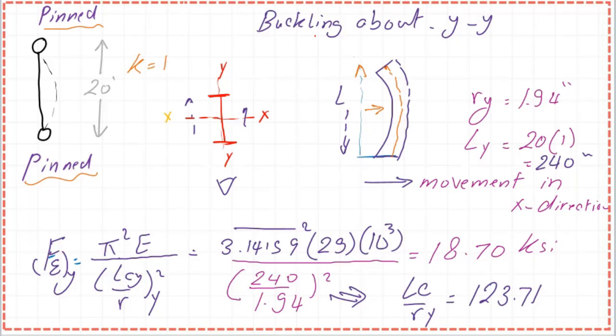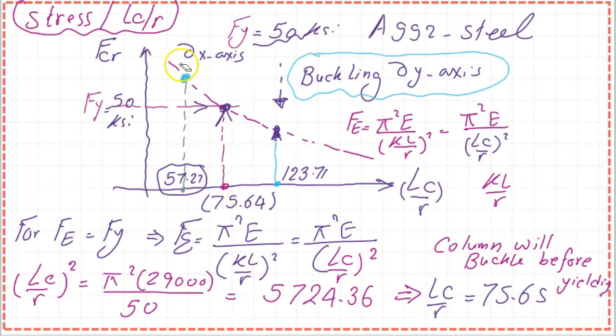In the next slide, we will go back to the graph. This is the graph which we have already discussed. This is the Euler graph, L sub C over R. We have already 75.64 for L sub C over R. This is the X. We have L sub C over Rx of 57.27, which will give us higher stress than the 50, while in the Y direction, we have L sub C over Ry of 123.71, that will give a stress smaller than the yield stress.